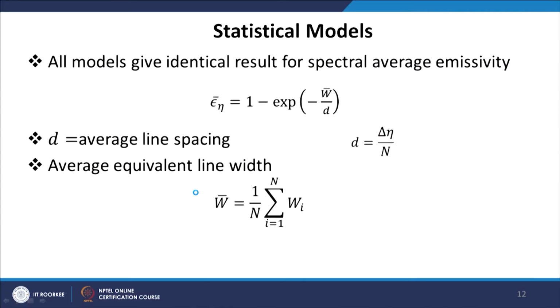I will not go into the derivation of the results, I will just give you the final outcome. Now, for statistical models, again we are interested in finding the value of mean emissivity. It turns out to be the same for all the models, which is a good thing. The final expression for mean emissivity is the same for all three models. It is given by 1 minus exponential of minus W bar by D, where W bar is the average equivalent line width and D is the average line spacing given by delta eta by n. Now, W bar will be different, of course, for different models.